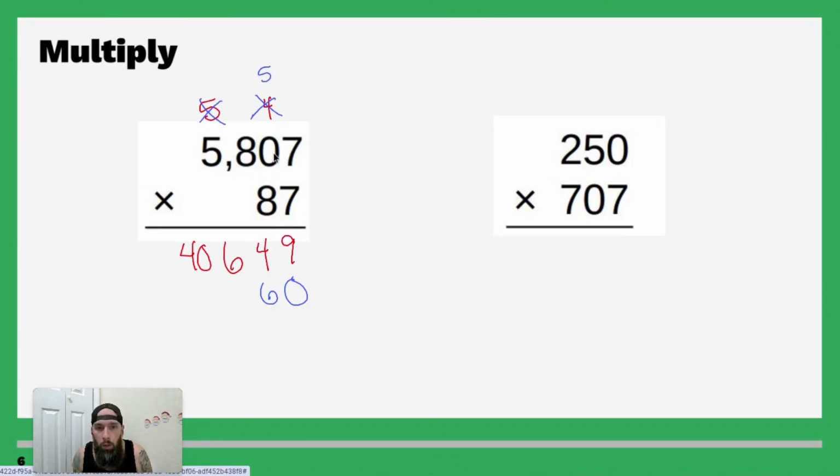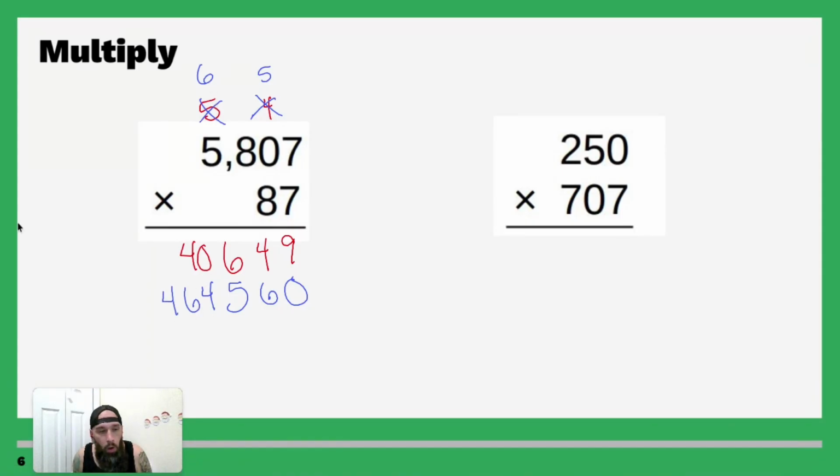8 times 0 is 0. Add the 5, and you get 5. I don't know why that took me a second there. 8 times 8 is 64. So write out the 4, carry the 6. And last but not least, 8 times 5 is 40. Add the 6, so you get 46.